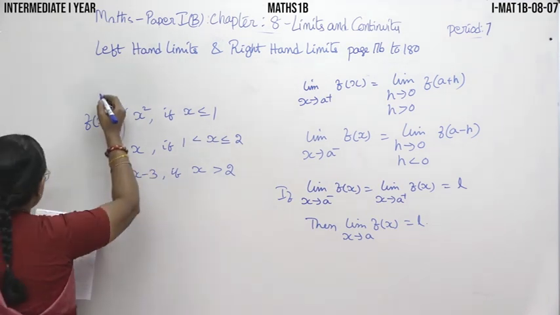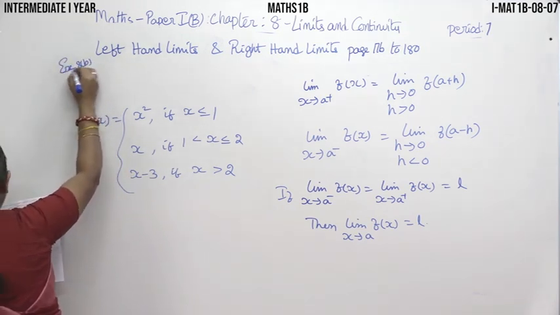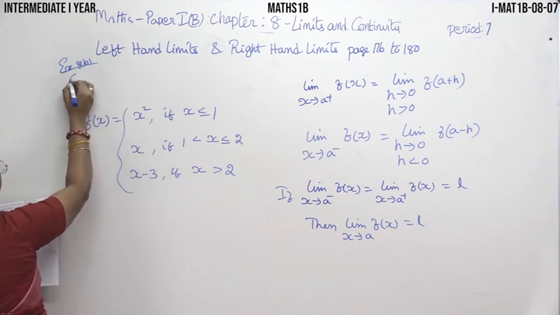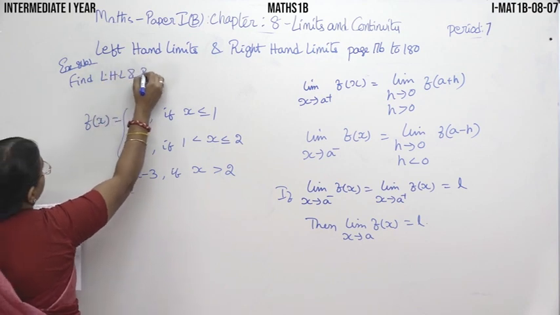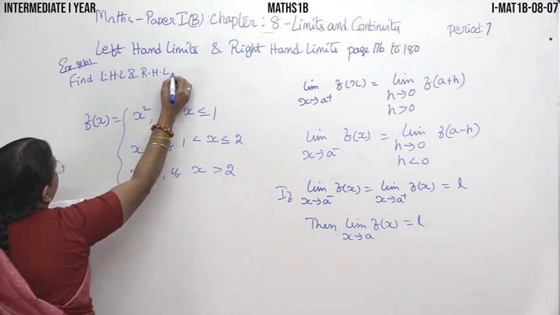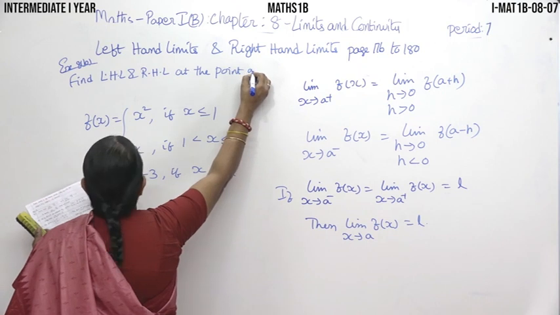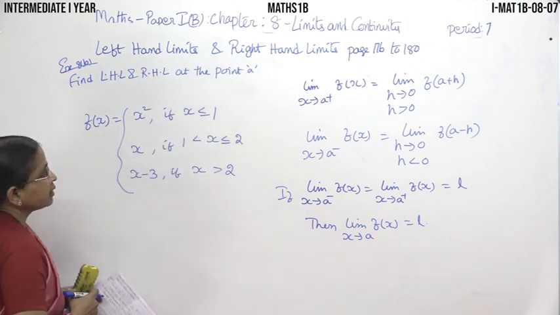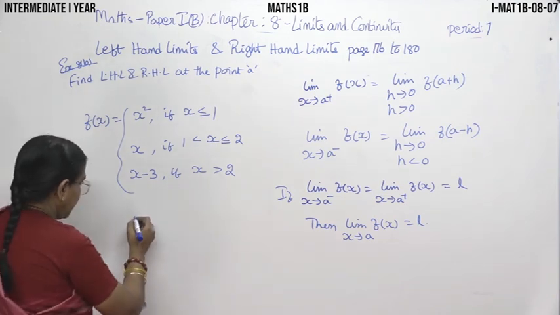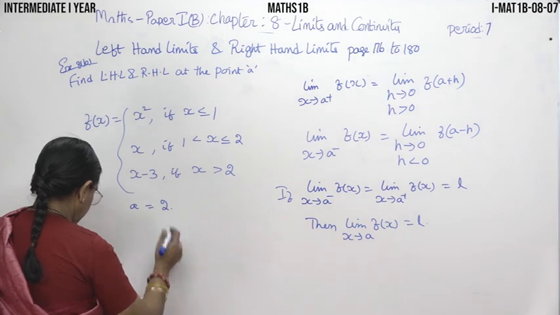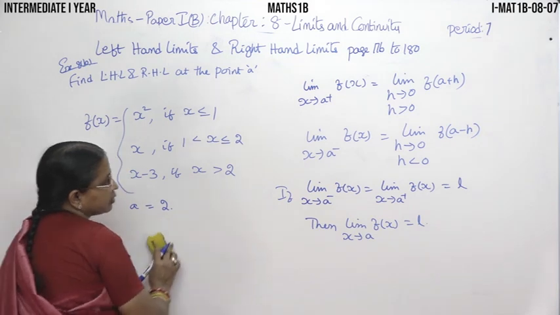So the questions are like this for these problems. These are all Exercise 8b problems. Find the left hand limit and right hand limit at the point A. He has mentioned the point A, and check whether the functions have limits at that A. For this particular problem, he has given A as equal to 2. So at 2, you must find out whether the limit exists or not.